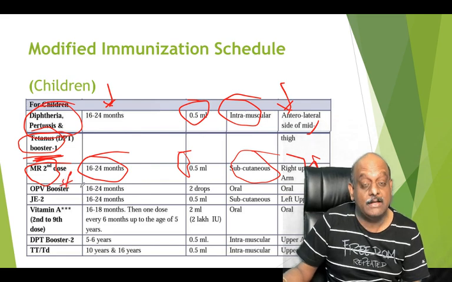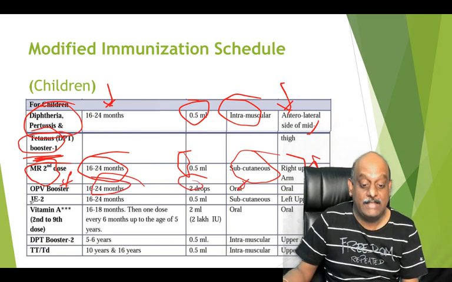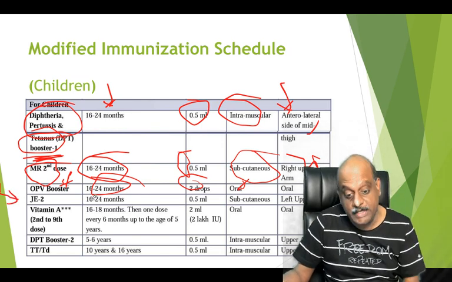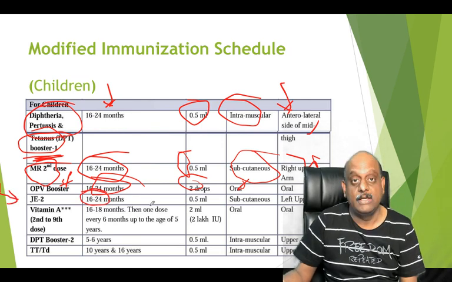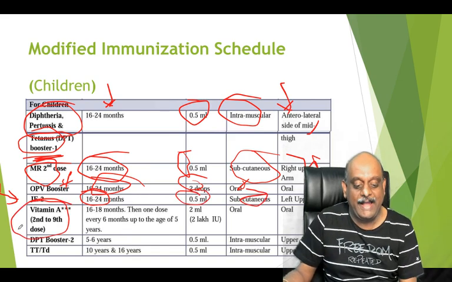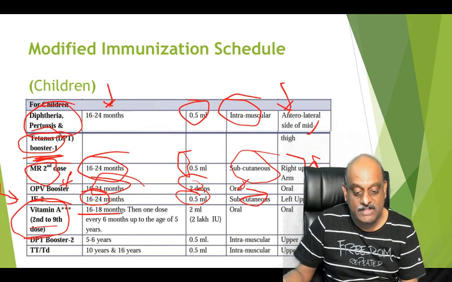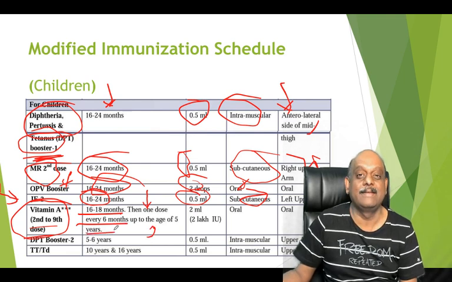OPV booster, 16 to 24 months, 2 drops oral. Japanese encephalitis 2, 16 to 24 months, 0.5 ml subcutaneous, left upper arm. Vitamin A second to 9th dose, starting between 16 to 18 months, then 1 dose every 6 months up to the age of 5 years.